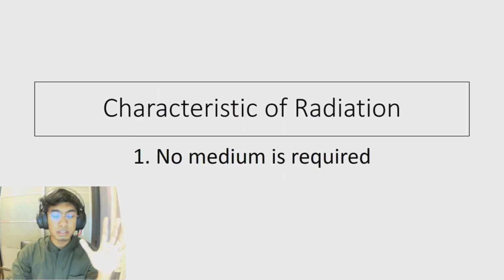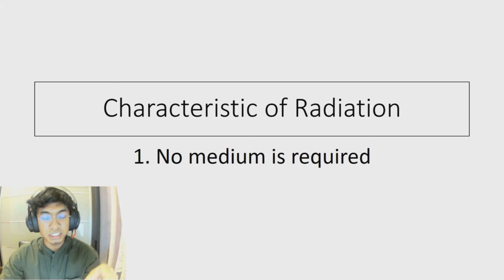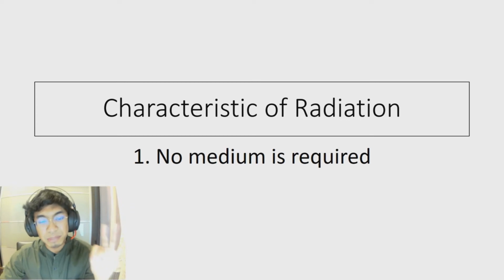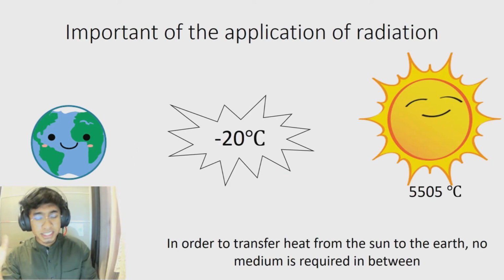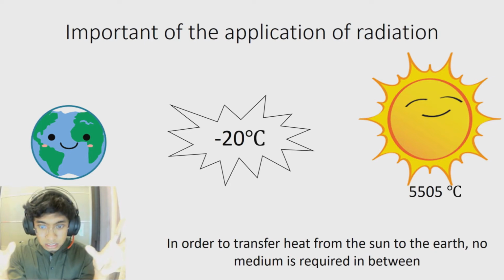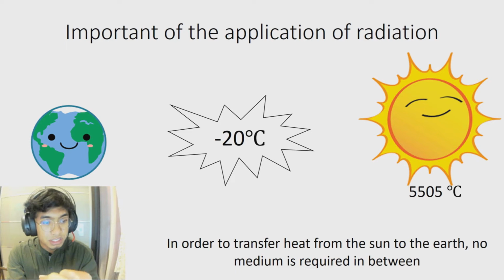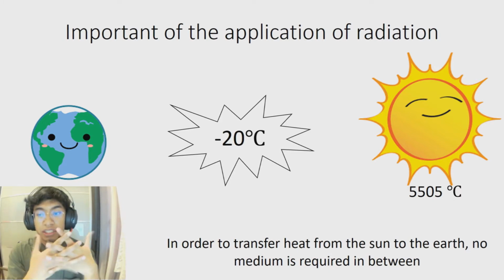First, there are several characteristics of radiation. As I mentioned just now, the distinction between radiation and both conduction and convection is that radiation does not require any medium for the process of heat transfer. One important application of radiation is that we, staying on Earth, receive high temperature from the sun. As we can see in the diagram, the average temperature of Earth is 20 degrees Celsius, while the temperature of the sun is 5,505 degrees Celsius.